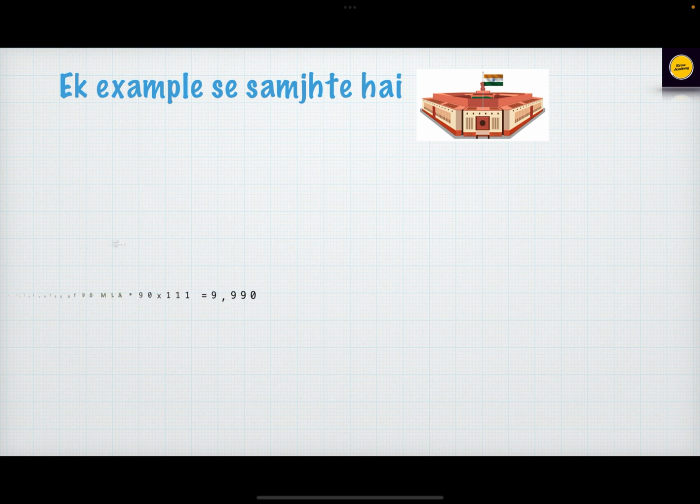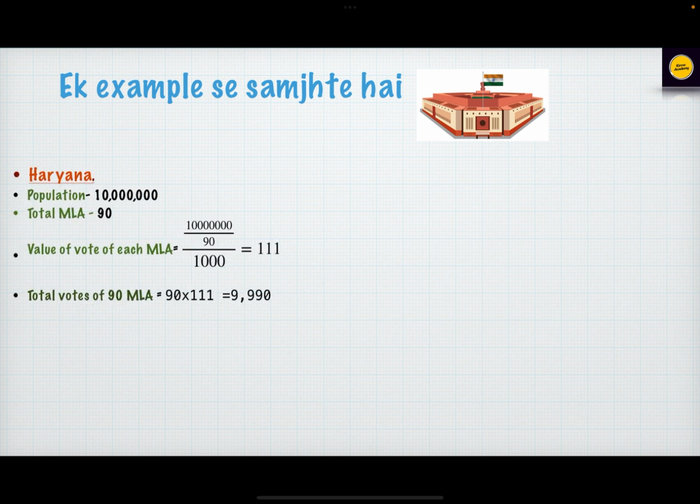Let's understand with an example. Suppose Haryana, according to the 1971 census, had a certain population, and Haryana has a total of 90 MLAs. So the value of the vote of each MLA shall be total population divided by total MLAs, divided by 1000, which comes to around 111. So the total votes of 90 MLAs shall be 90 into 111, which is 9990. This is the total votes of the 90 MLAs of Haryana.